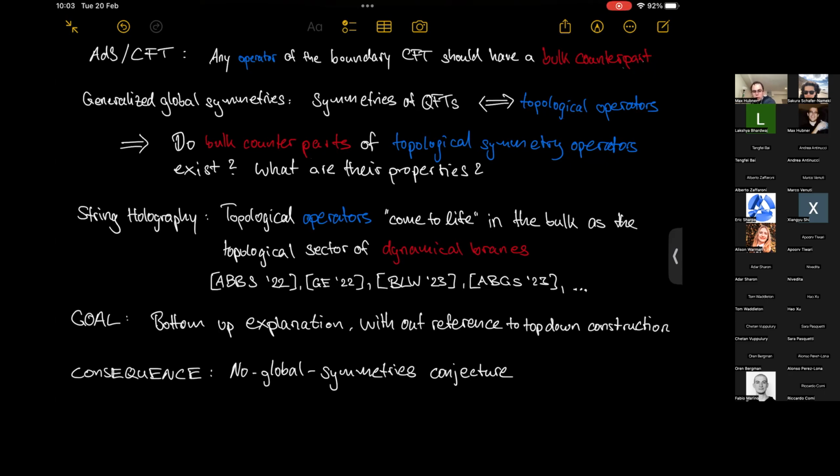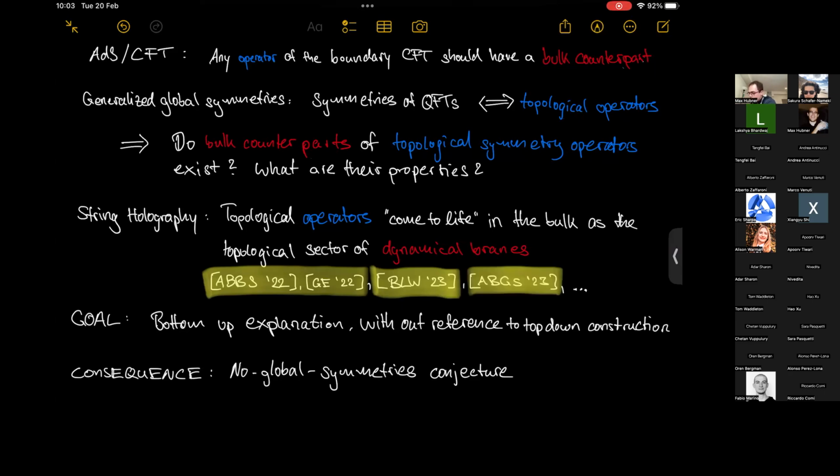So we know the answer to this question very well in the context of string holography in a large class of examples. And this goes back to work of Fabio, Ibu, Federico, Sakura, and Iñaki that demonstrated that these topological operators, in string engineered setups, come to life in the gravitational bulk as branes. The original topological operator is realized as the topological subsector of the brane. And this idea has been explored further by the group at Hopkins, and there have been follow-ups at Oxford, and more works since. And so the general expectation that one might have is that this holds true more generally.